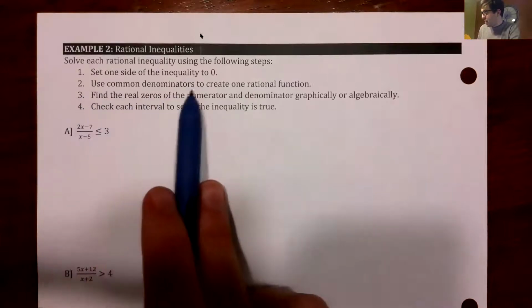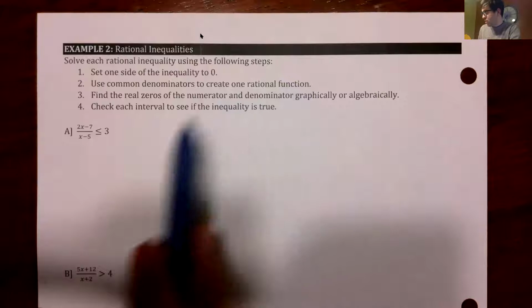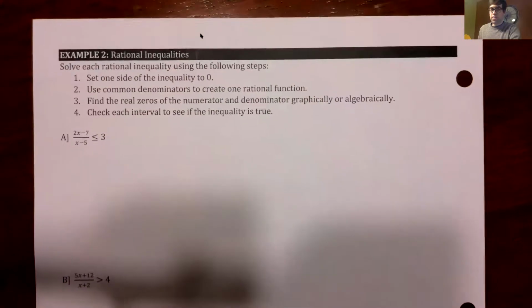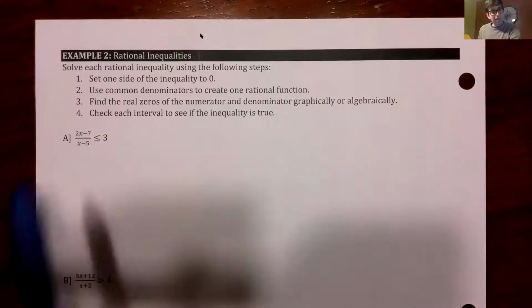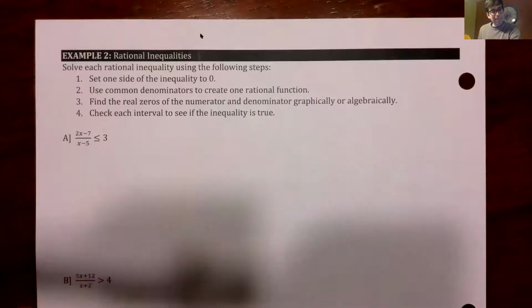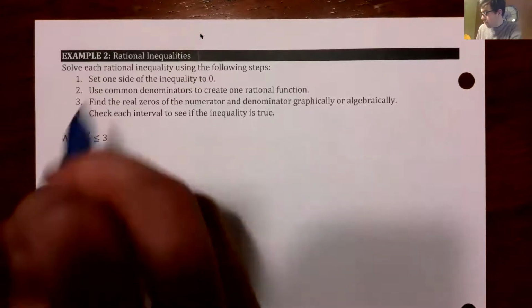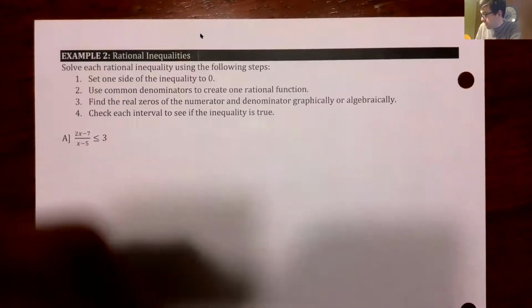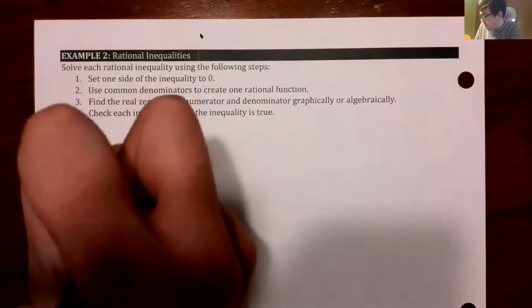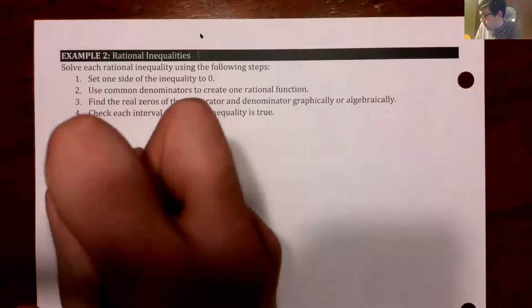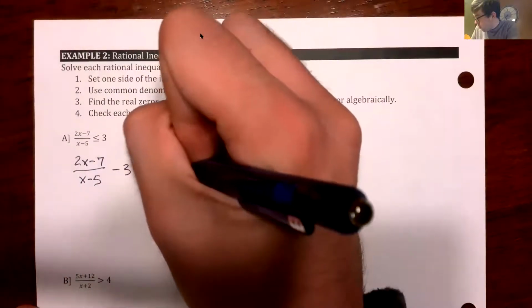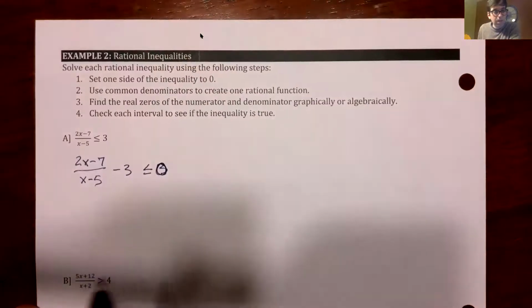Step 2, use common denominators to create one rational function. Actually, both of these, oh, you know what? They don't have common denominators yet. We'll see that in a second because the other side isn't 0 yet. So let's start with that. We'll get to the other steps as we get to them. So for letter A, first thing we're going to do is subtract 3 to the other side. So we have 2x minus 7 over x minus 5 minus 3 is less than or equal to 0. I wrote a 3 for some reason, but that should be a 0.